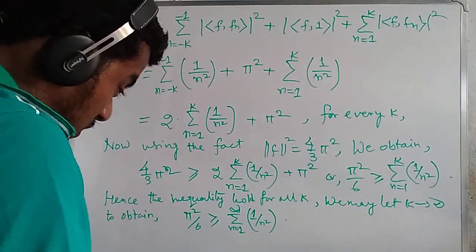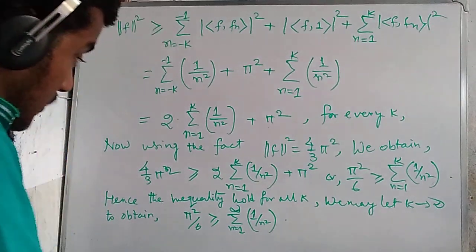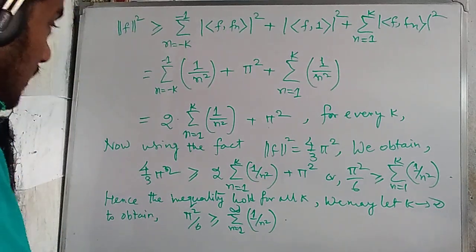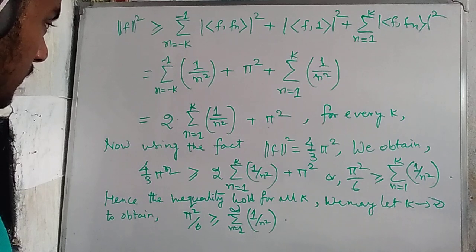This one we also discussed, and it also shows that the sum from n equal to 1 to infinity of 1 by n square is less than or equal to pi square.